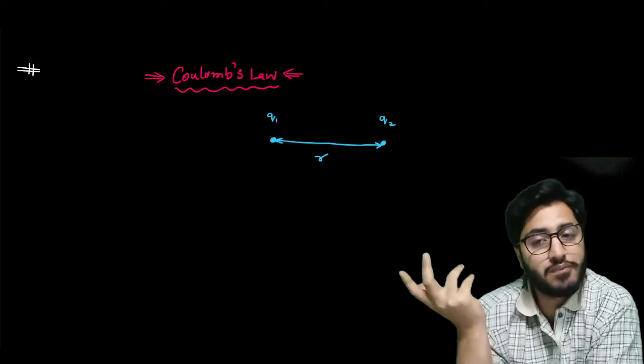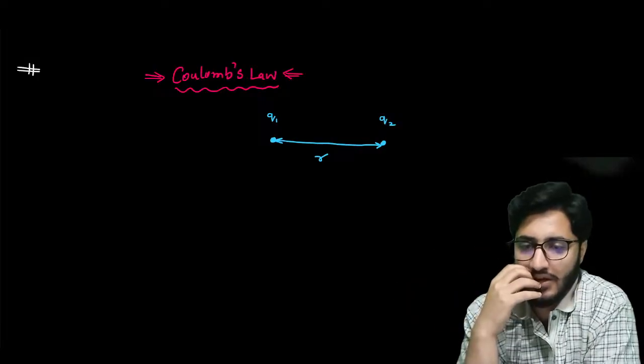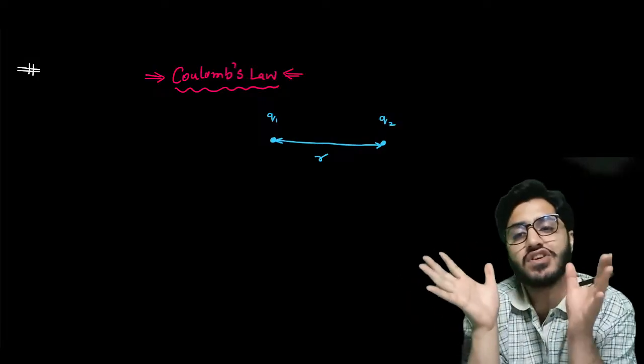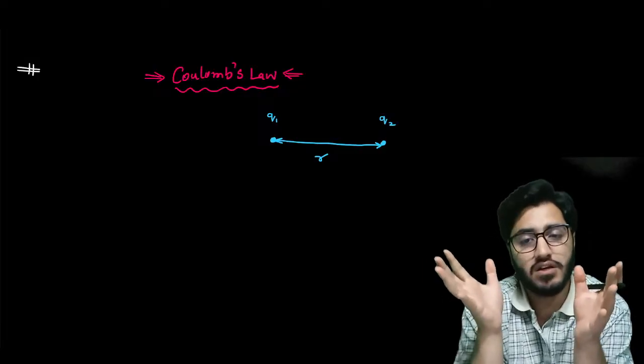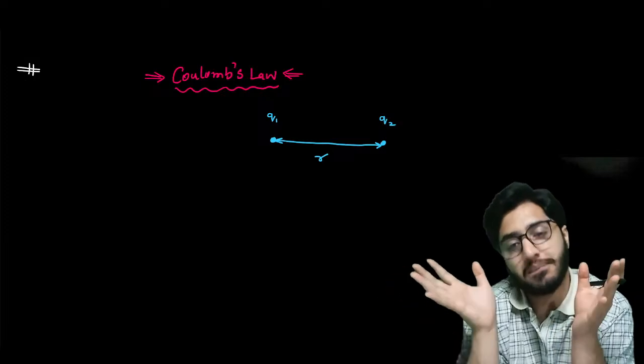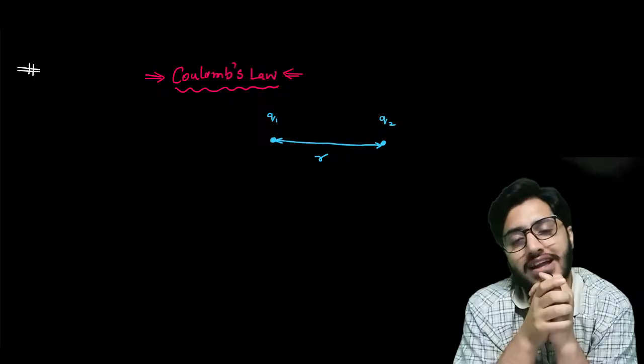Then we discussed one property: like charges repel and unlike charges attract. Back then we only discussed repulsion and attraction, but we didn't deal with what the direction of the repulsion or attraction should be, and what the magnitude of this repulsion and attraction would be.